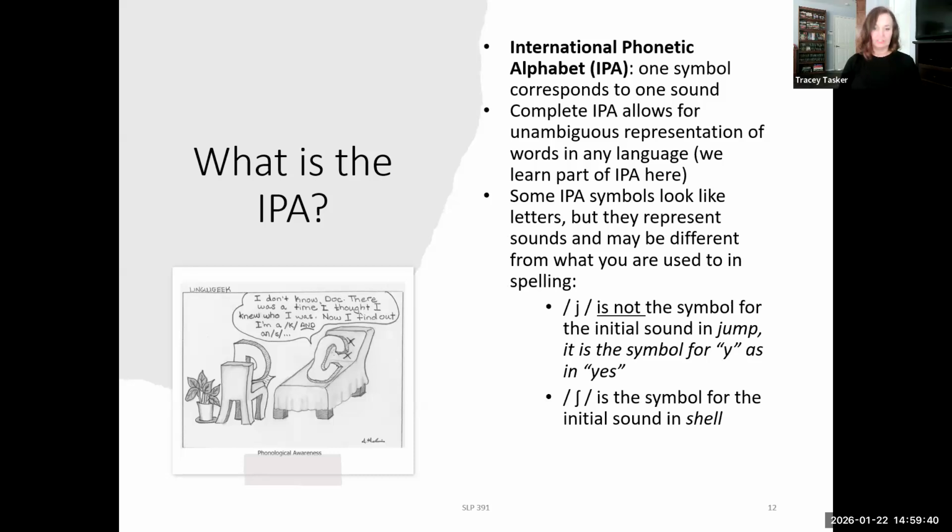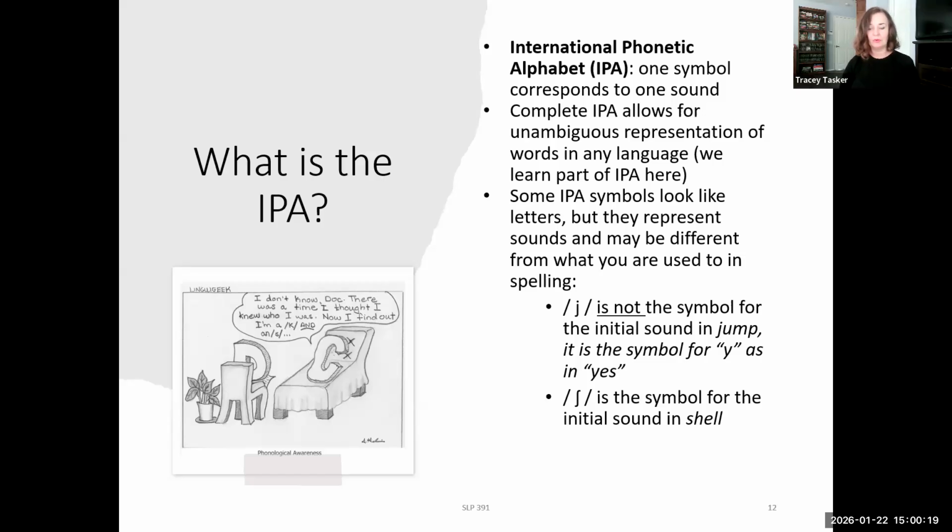As I was just mentioning with the previous slide, sometimes what we know as the letter sound correspondence is not what it is in the IPA alphabet. So, for example, as we just talked about, the I in the IPA alphabet actually is signifying the E sound. This example here, what we know as the letter J is not a symbol for the sound J. It's actually a symbol for the sound Y, as in yes.